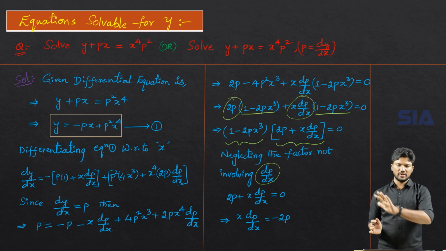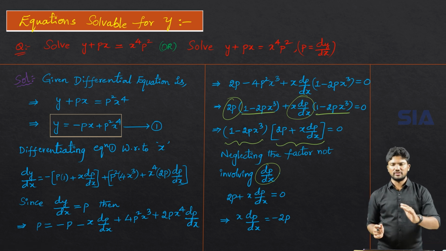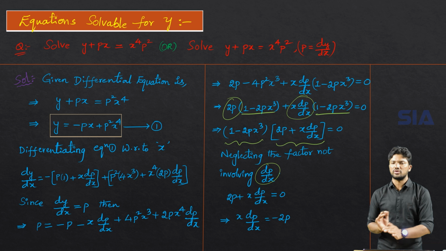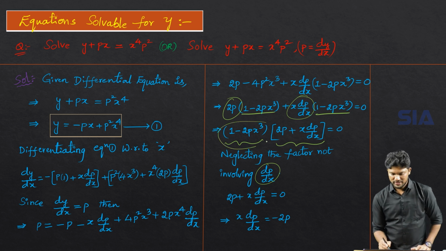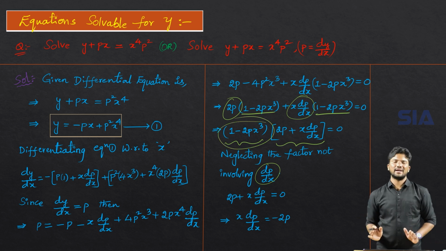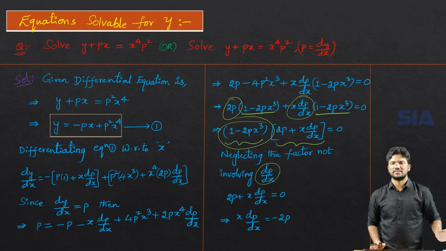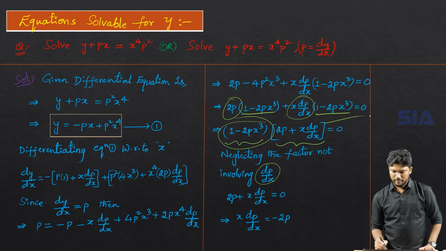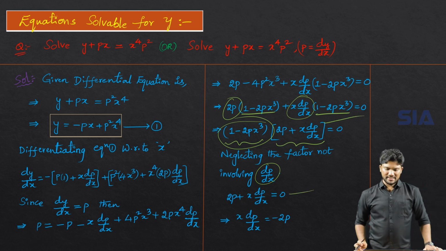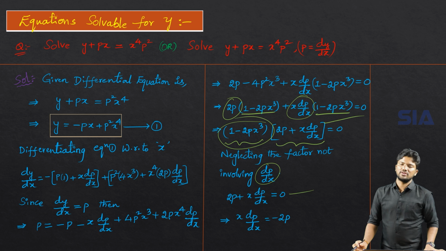Just ignore that factor. Ignoring that factor means in the next step don't write that value. Here in the first factor there is no dp by dx, therefore don't write that step. So write the remaining step. Therefore 2p plus x dp by dx is equal to 0.